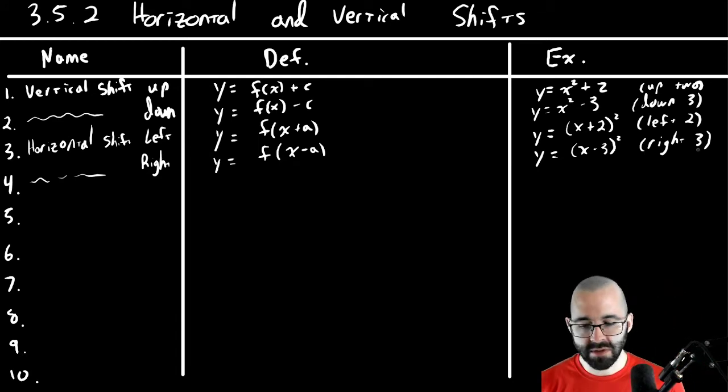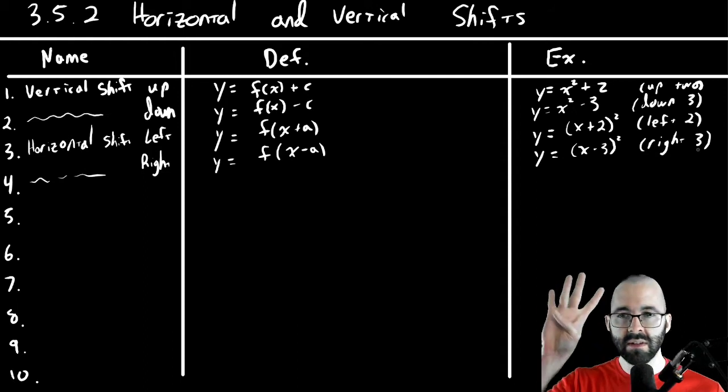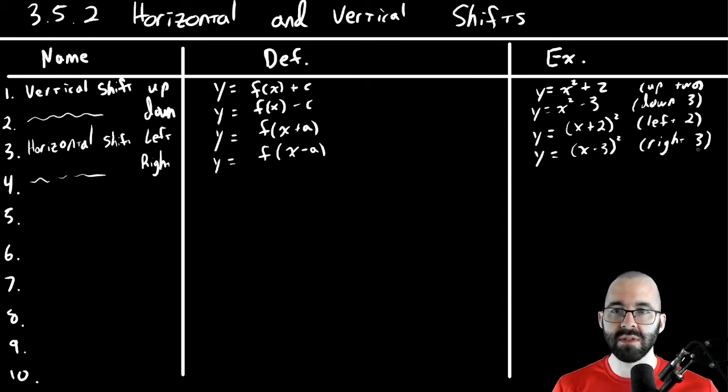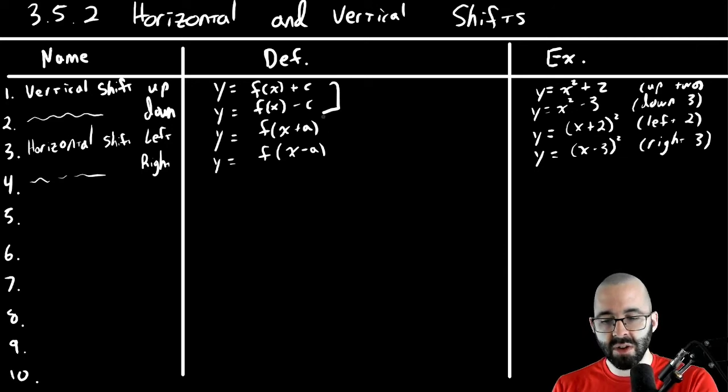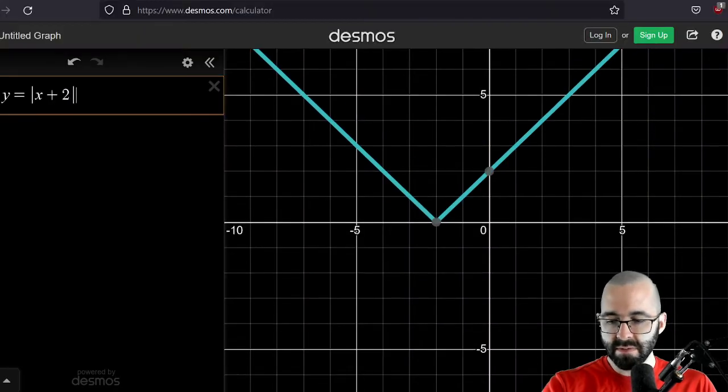Let's do some examples utilizing these first 4 transformations. Outside the function has to do with vertical. Inside the function has to do with horizontal. Let's get into it. So we're just going to look at a bunch of the problems from the homework. Okay, so we're going to start by looking at problem number 6.